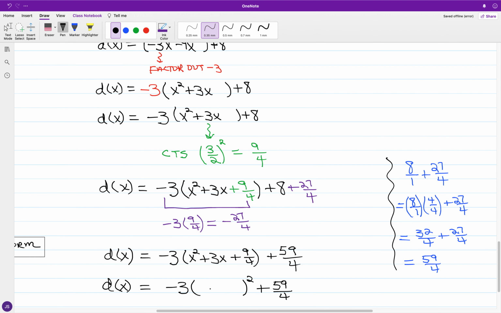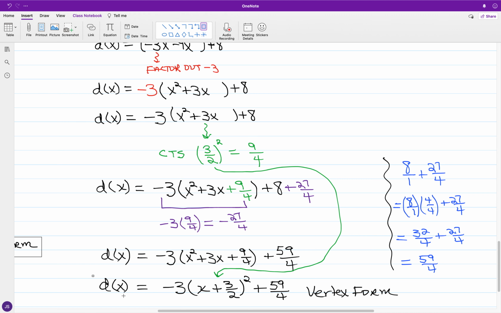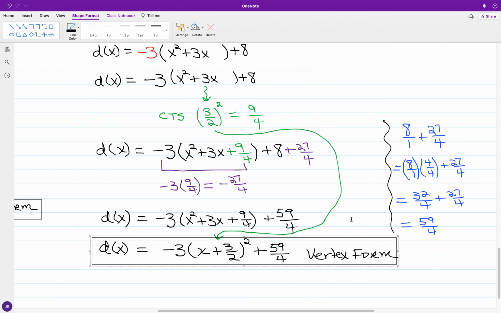And again, for the binomial, x squared is going to be the square of x, and that which we squared out to initiate the completion of the square process, so we have 3/2. So for the vertex form, we'll have -3 times the quantity of x plus 3/2 to the second, followed by the addition of 59/4. And that'll be the vertex form. All right.